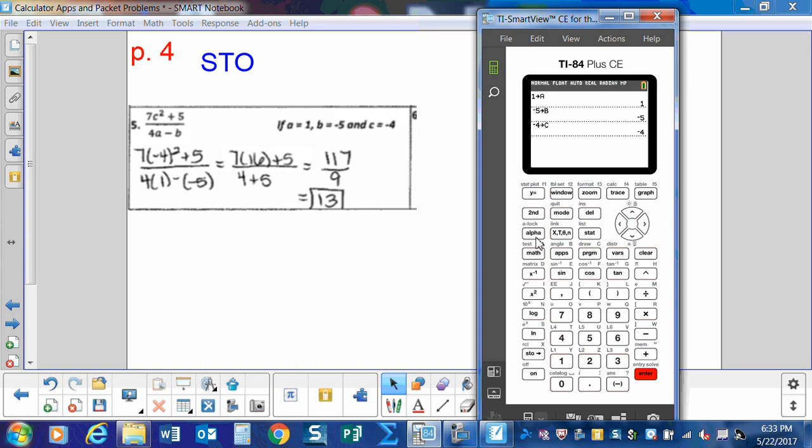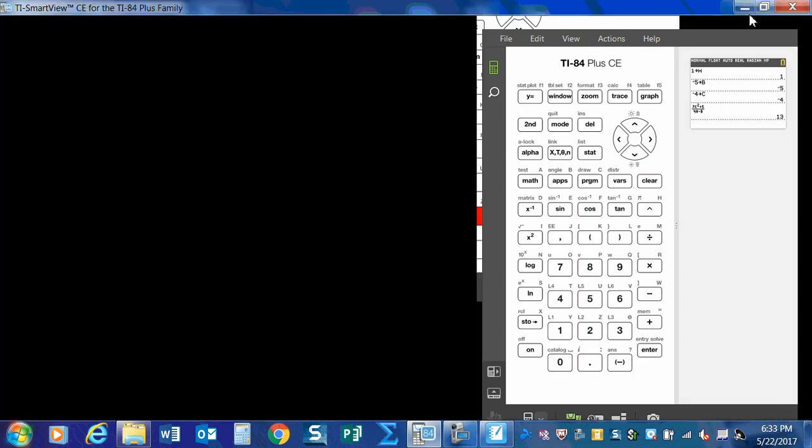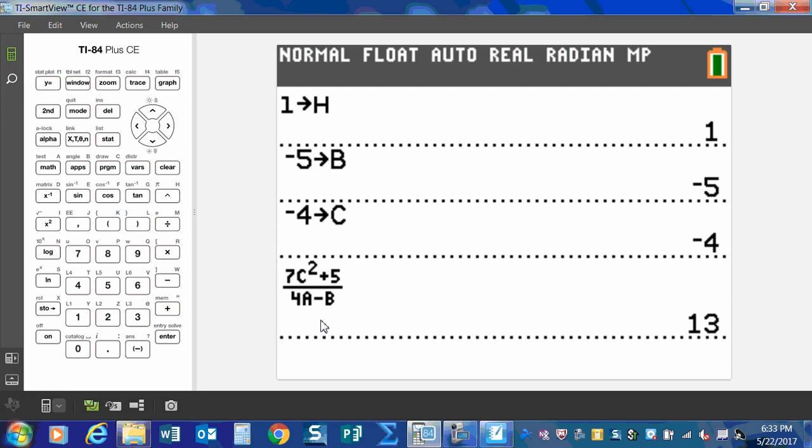Let's type in the expression. So alpha F1... So there we verified that 13 was the value.